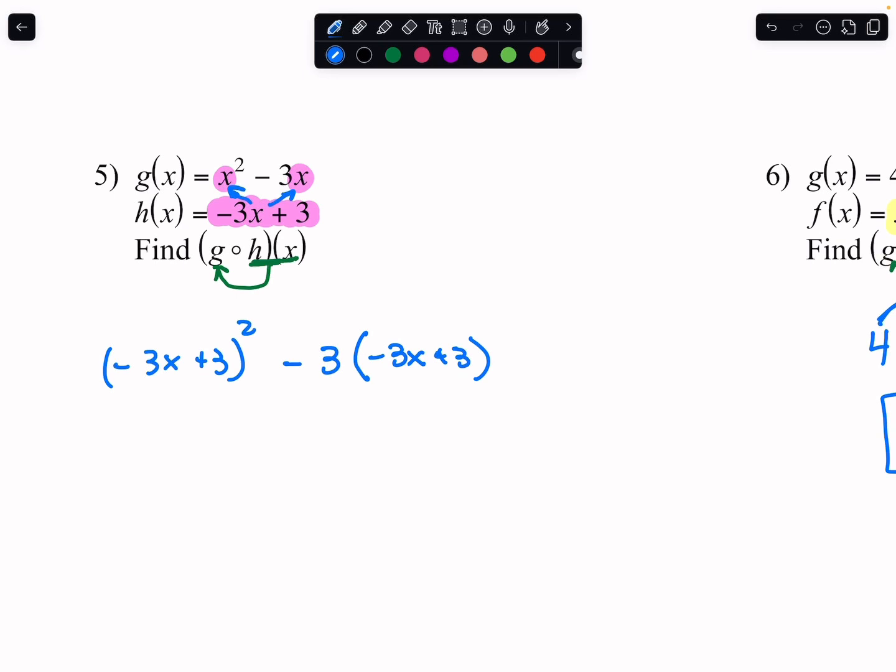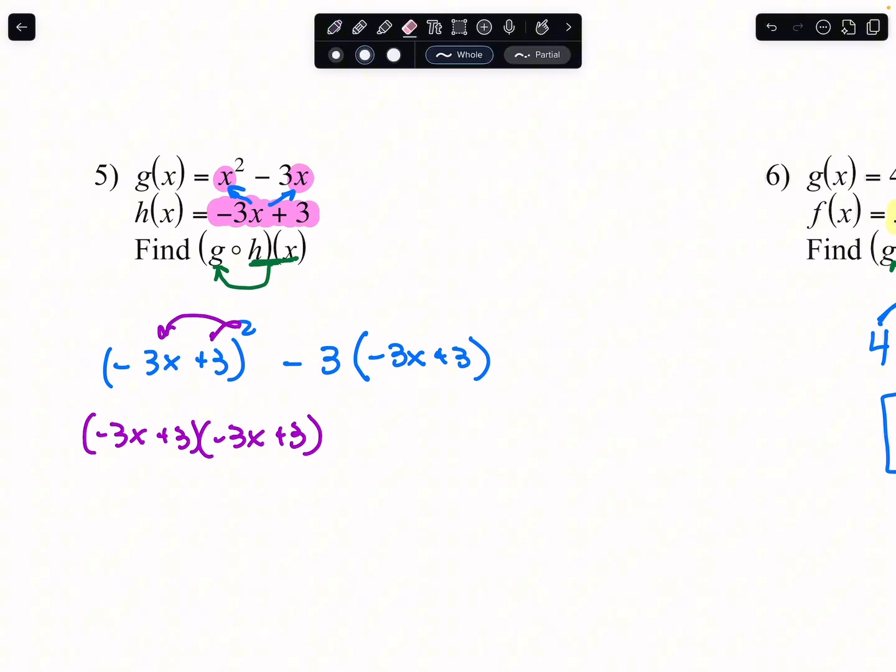Now, when anything is squared, what does that actually mean? It means that it's being multiplied times itself. Some students will be tempted to just try to square it like that, and that's not right. You have to multiply it times itself to get your correct numbers. So let's go ahead and finish just this side. We're working just on the negative 3x plus 3 squared. So I got negative 3x times negative 3x, that's a positive 9x squared.